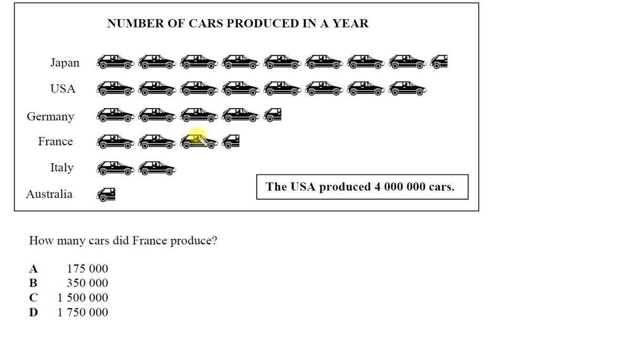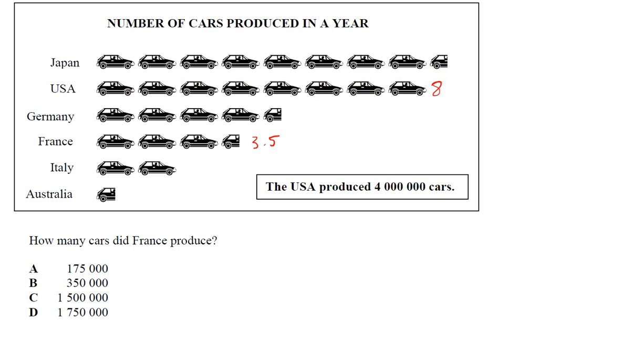So, looking into this, it sees that France produced 3.5 little cars worth of cars. But how much is each car worth? To find that out, we need to use this information here, that the USA produced 4 million cars. Let's count up at first how many cars the USA produced. That's 1, 2, 3, 4, 5, 6, 7, 8 cars.